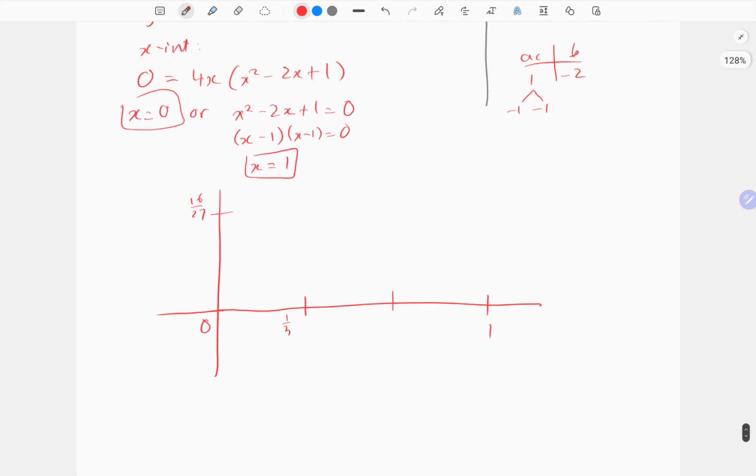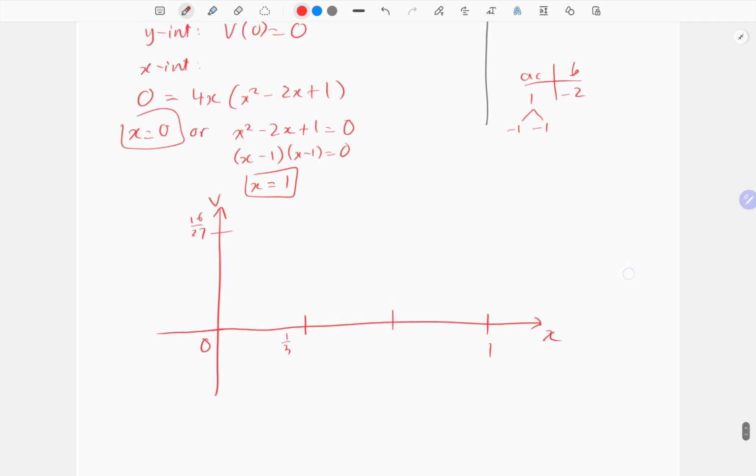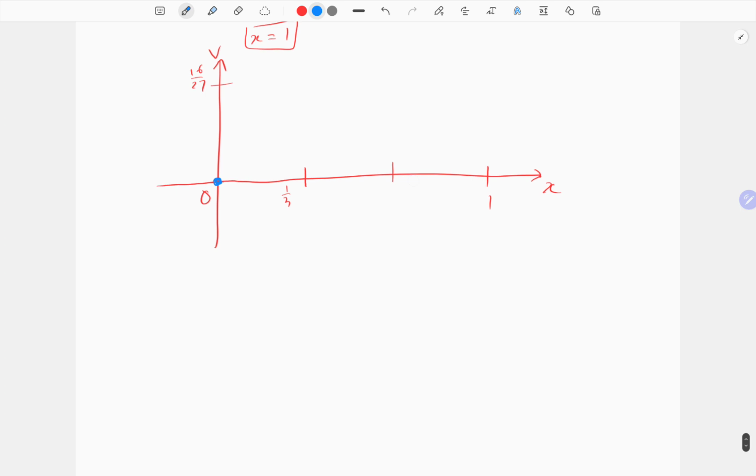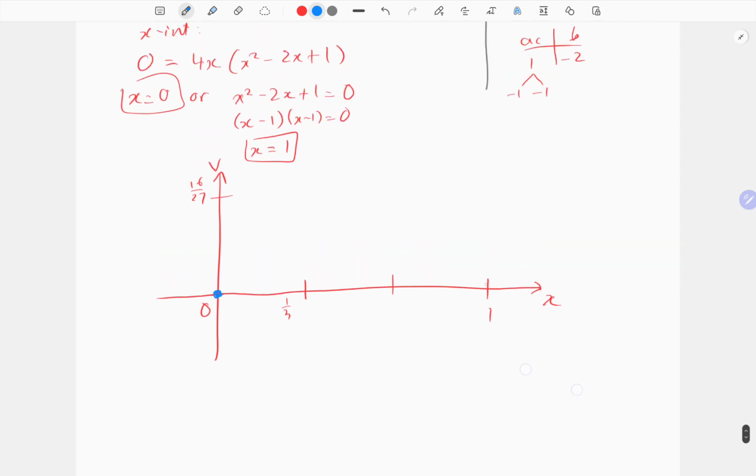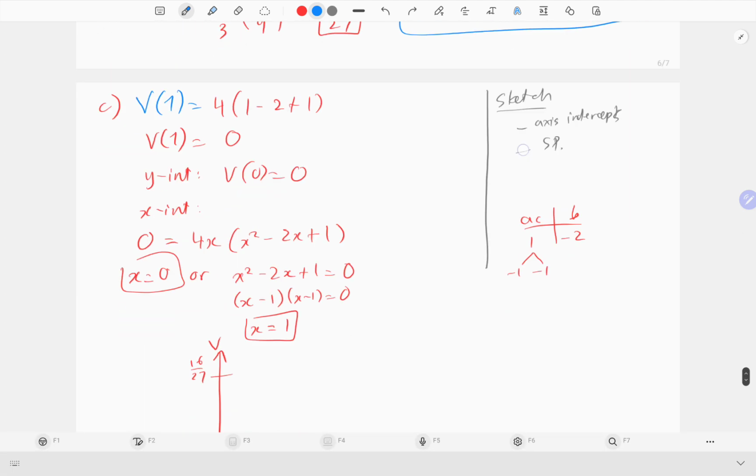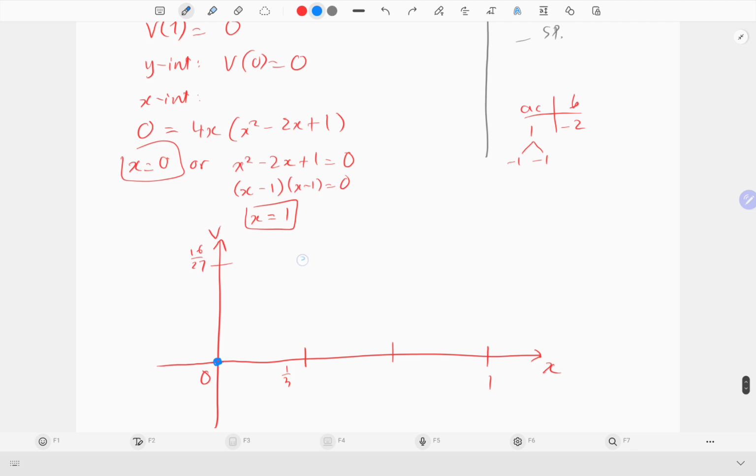So yeah, it's very important to get the right scale, otherwise your graph's not going to be visible. Yes, it will look ugly. Alright, put the points in, different colored pen: (0, 0), and that's also the x-intercept and the y-intercept as well. And then the stationary point. The other one is (1, 0), and (1/3, 16/27), and (1, 0).